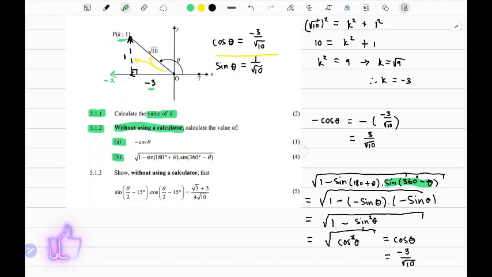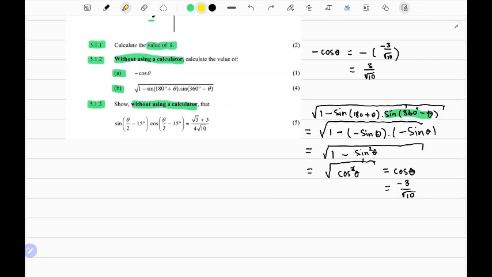And finally, they want us to show without using a calculator. In other words, we need to prove this identity here. So let's see how we can do that. The expression on the left reminds us a lot of the double angle formula, that is sine of 2 theta is equal to 2 sine theta cos theta. So let's use this knowledge to prove that the left hand side is equal to the right hand side.